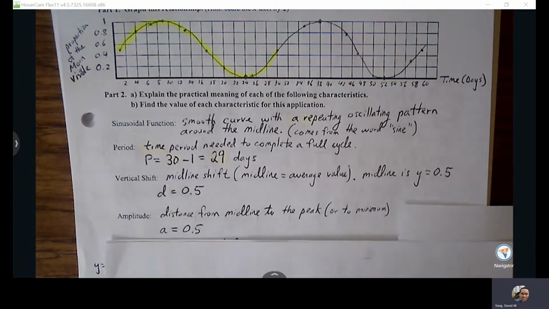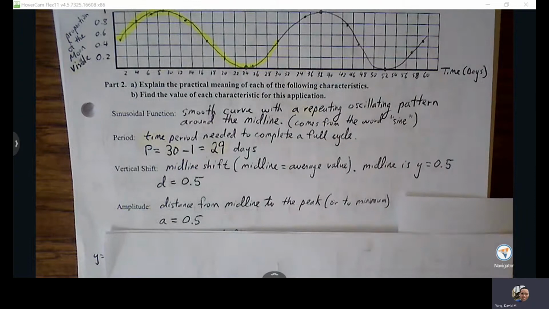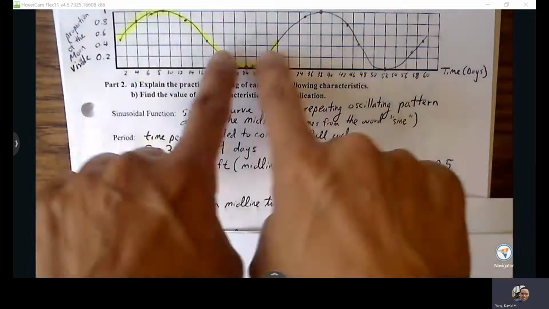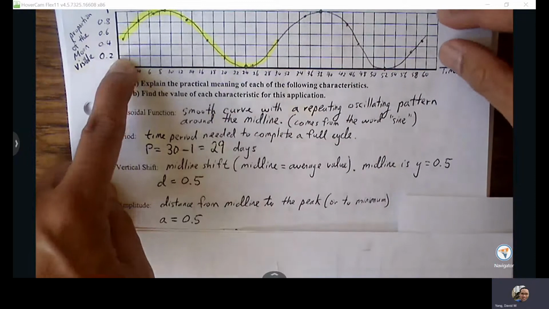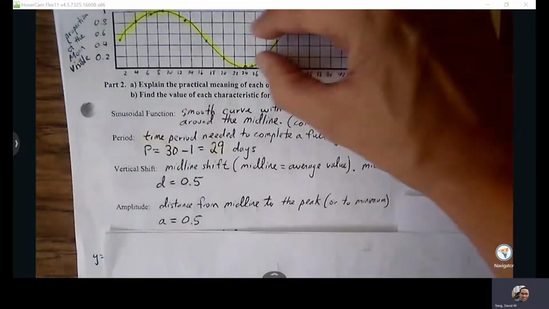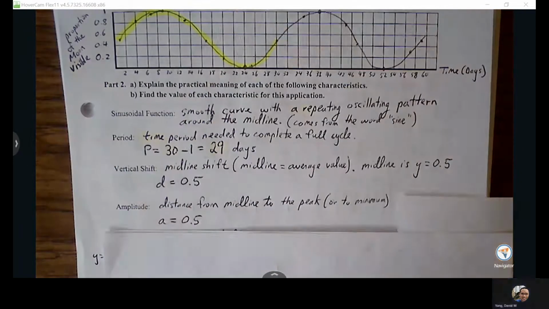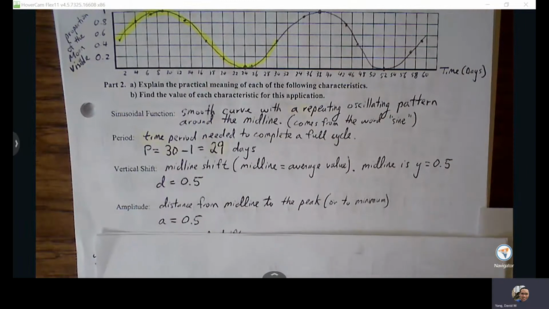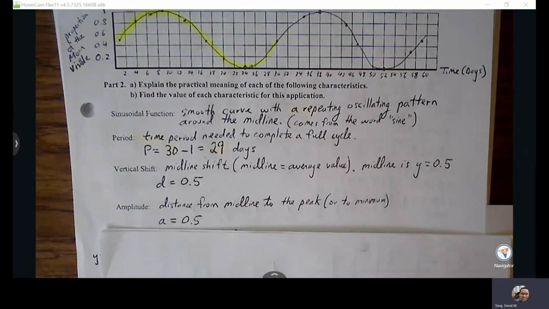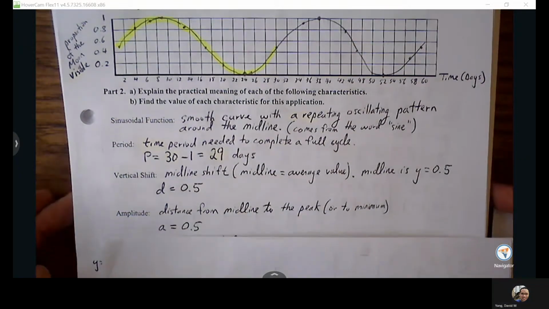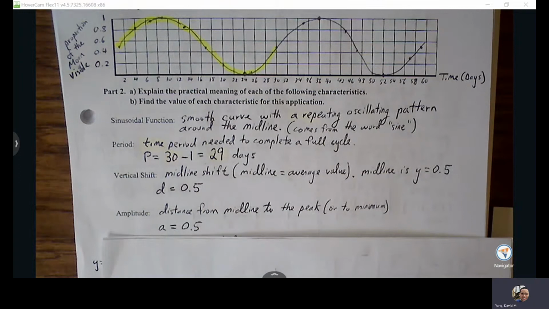All right, what do you think about the amplitude? What do you think the amplitude is for this curve? 0.5, good. So you know your midline is at 0.5, but then the distance from the midline to the top of the graph is going to be 0.5, right? Okay, so amplitude is 0.5. Amplitude is defined as the distance from the midline to the peak. Okay, let me highlight the midline.